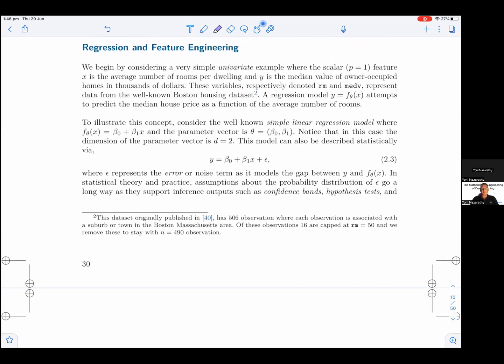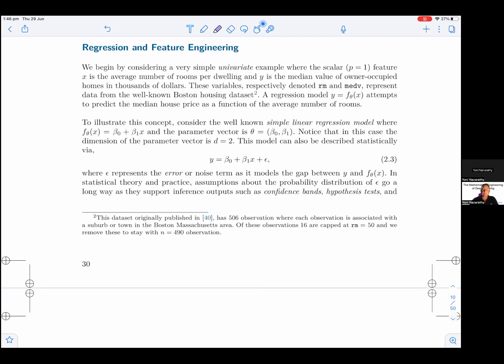Regression and feature engineering. We begin by considering a very simple univariate example where the scalar p equals 1 feature x is the average number of rooms per dwelling and y is a median value of owner-occupied homes in thousands of dollars. So x is rooms and y is value of a house. These variables, respectively denoted Rm and medv, represent data from the well-known Boston housing dataset.